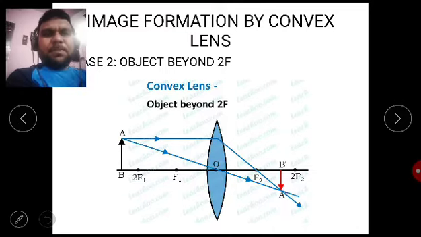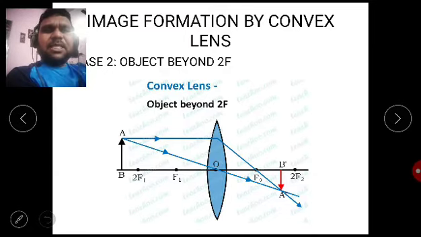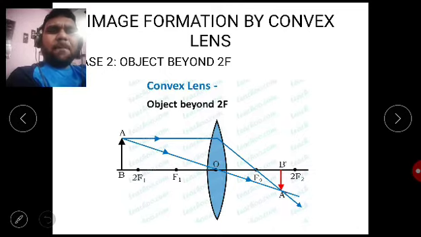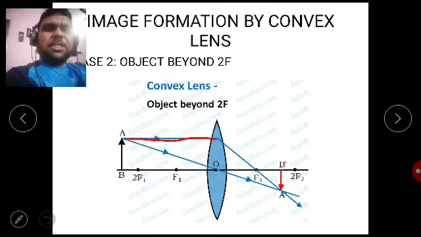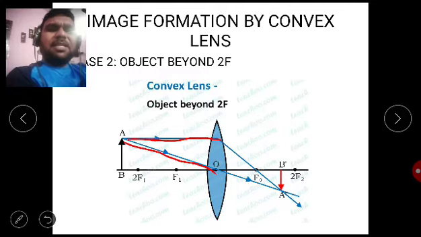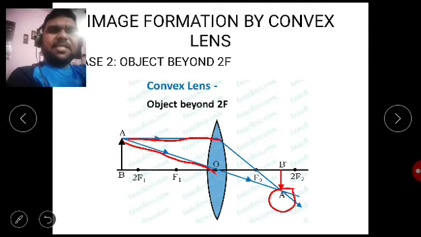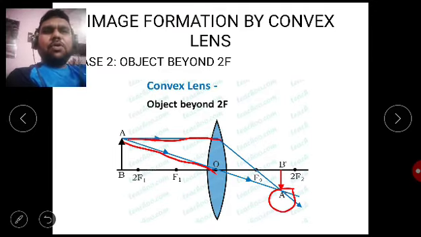When object is placed beyond 2f1, we can visualize this with the help of this ray diagram. So what is happening? One ray of light is going parallel to the principal axis, and one ray of light is going through the optical center. Using the concept we had covered in the earlier slide, we can see that they will meet at a point A dash. So the image of A will be formed at point A dash, and the ray of light from B will go to the optical center, and image of B will be formed at B dash.